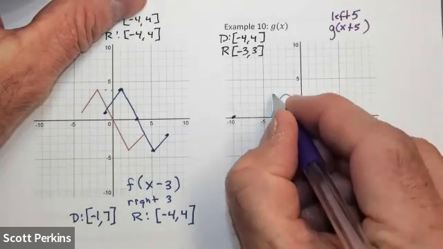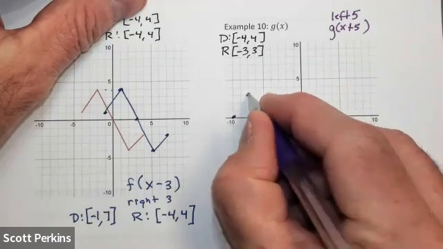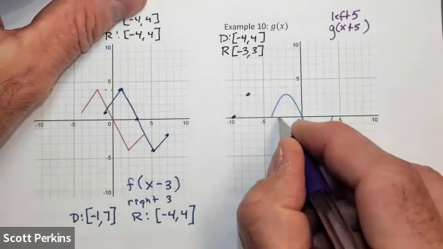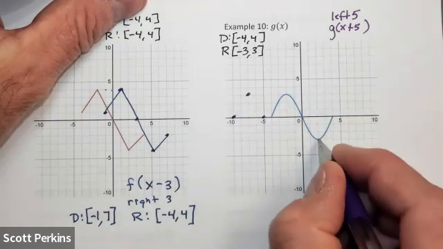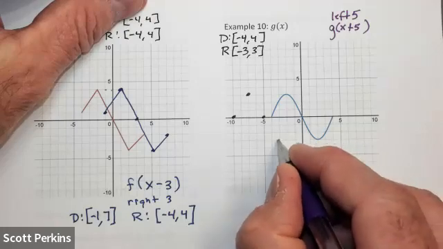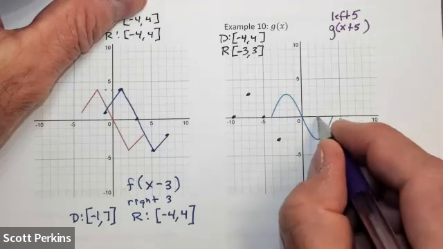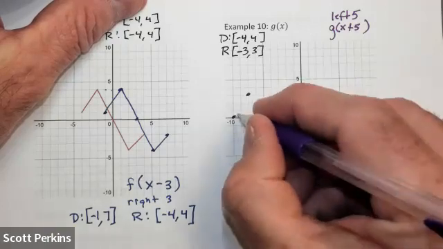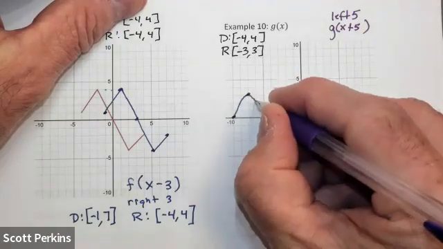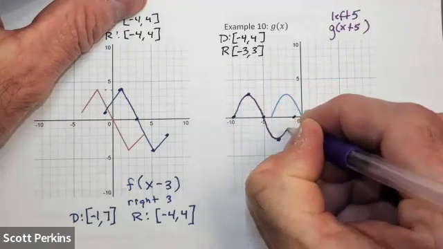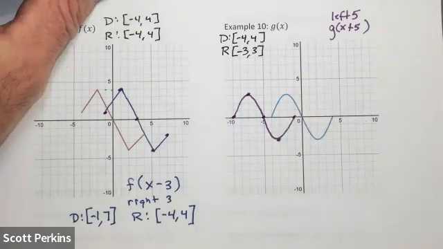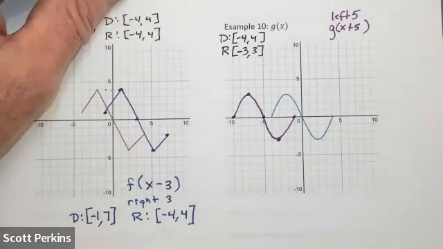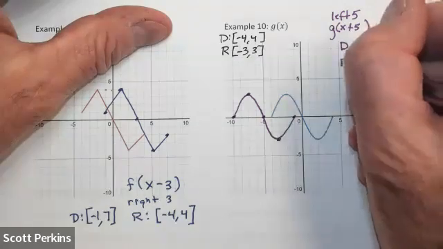And then 1, 2, 3, 4, 5. Origin, 1, 2, 3, 4, 5. Down here, 1, 2, 3, 4, 5. And last but not least, 1, 2, 3, 4, 5. And there is my graph that has been moved left 5. Not too shabby on tracing it. That looks great. And then my domain and my range.